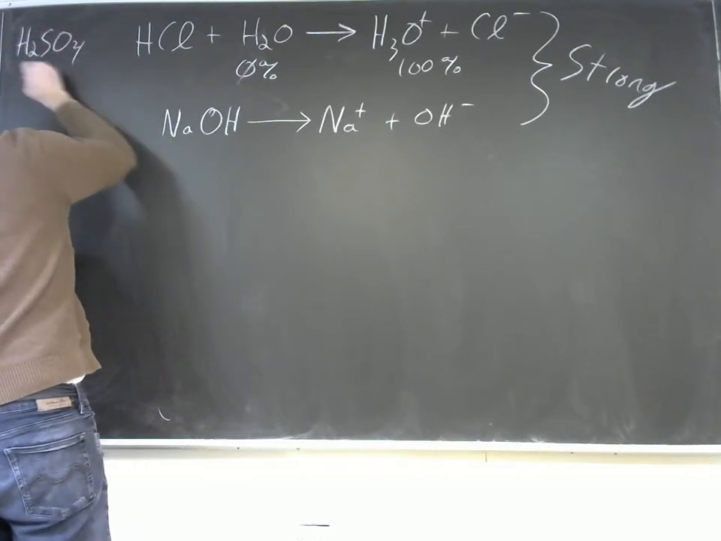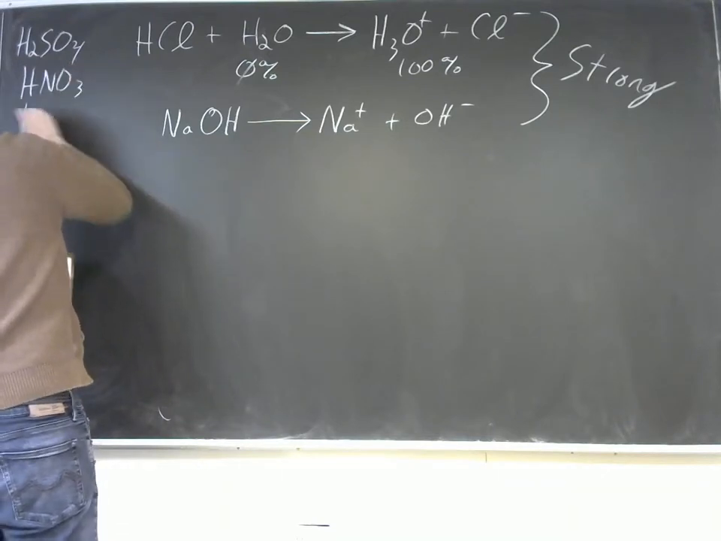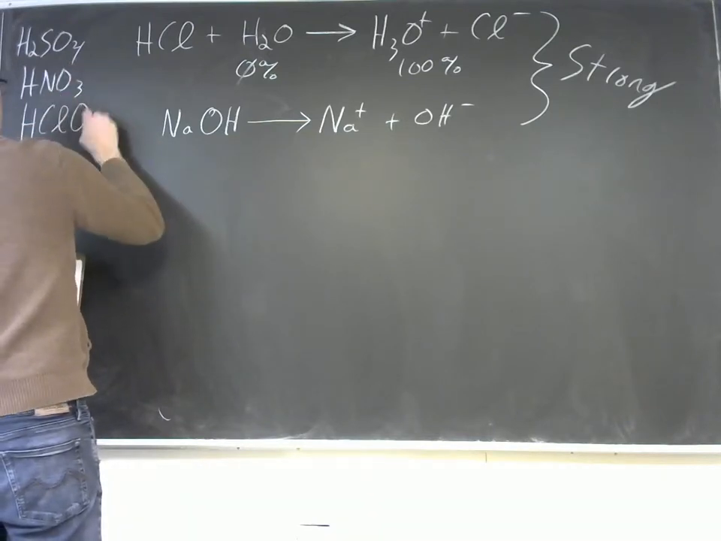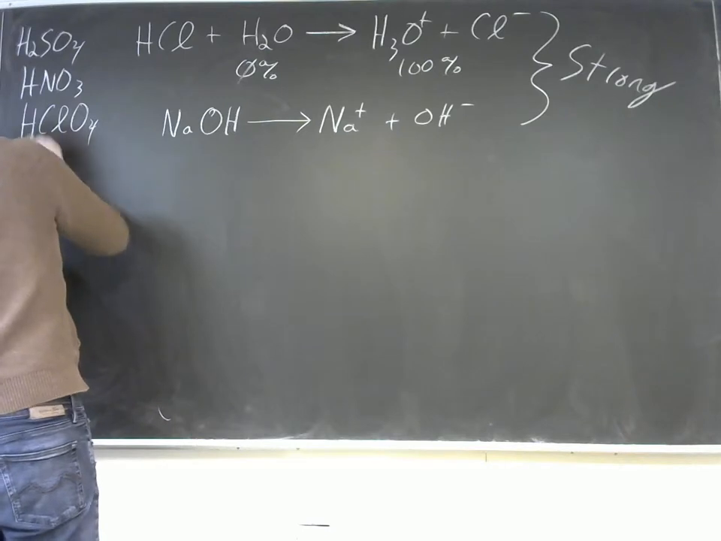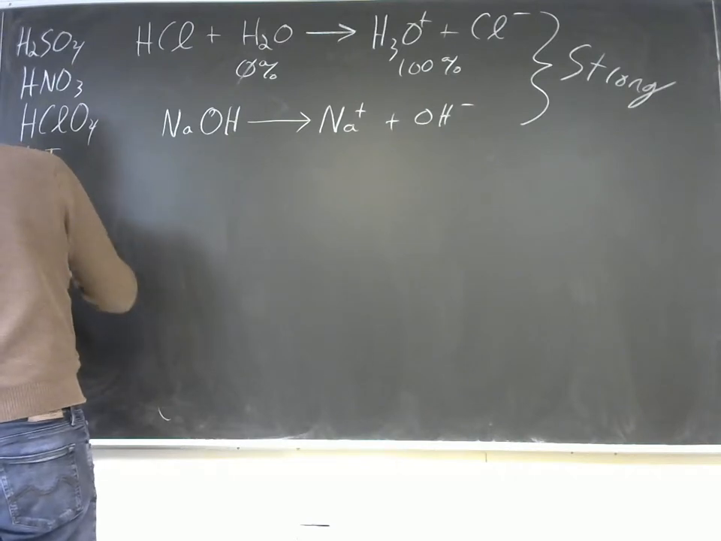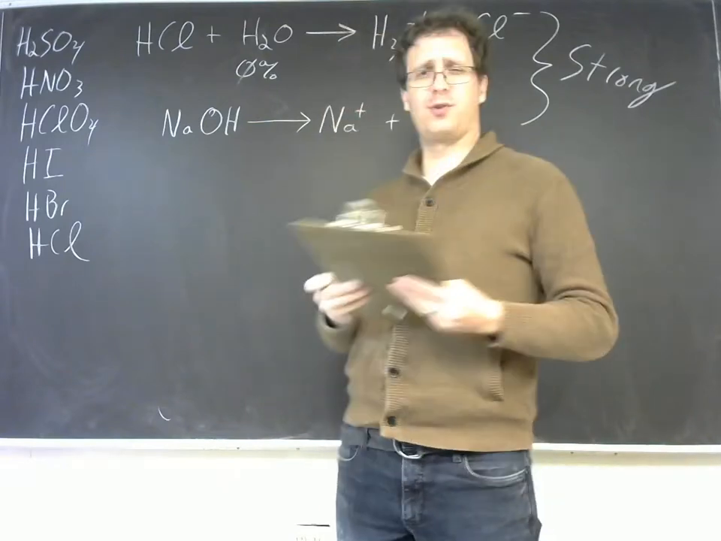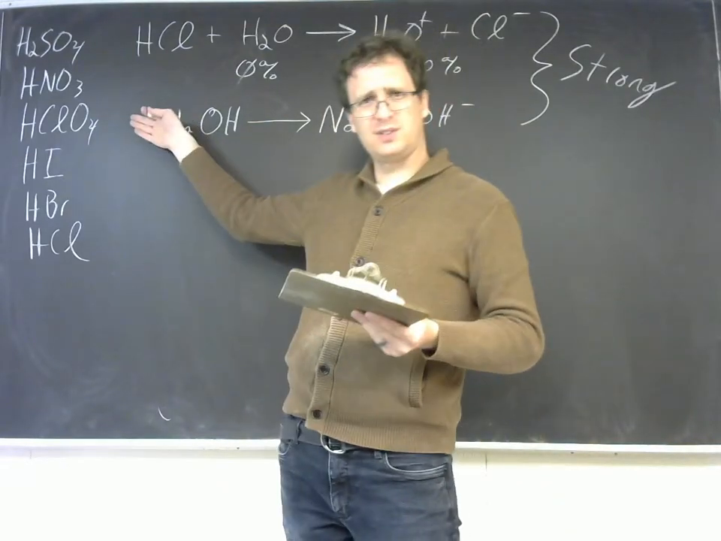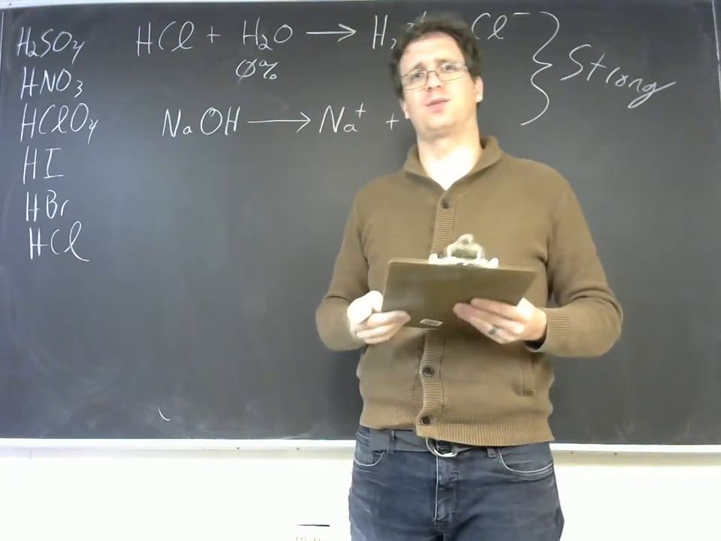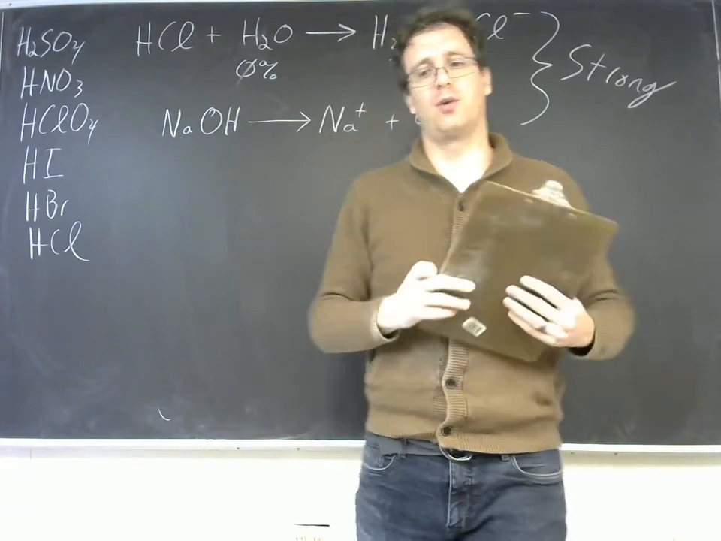H2SO4, HNO3, HClO4, HI, HBr, and HCl. So HClO3 is also sometimes considered a strong acid. It's really on the boundary between what should be considered a strong or a weak acid.